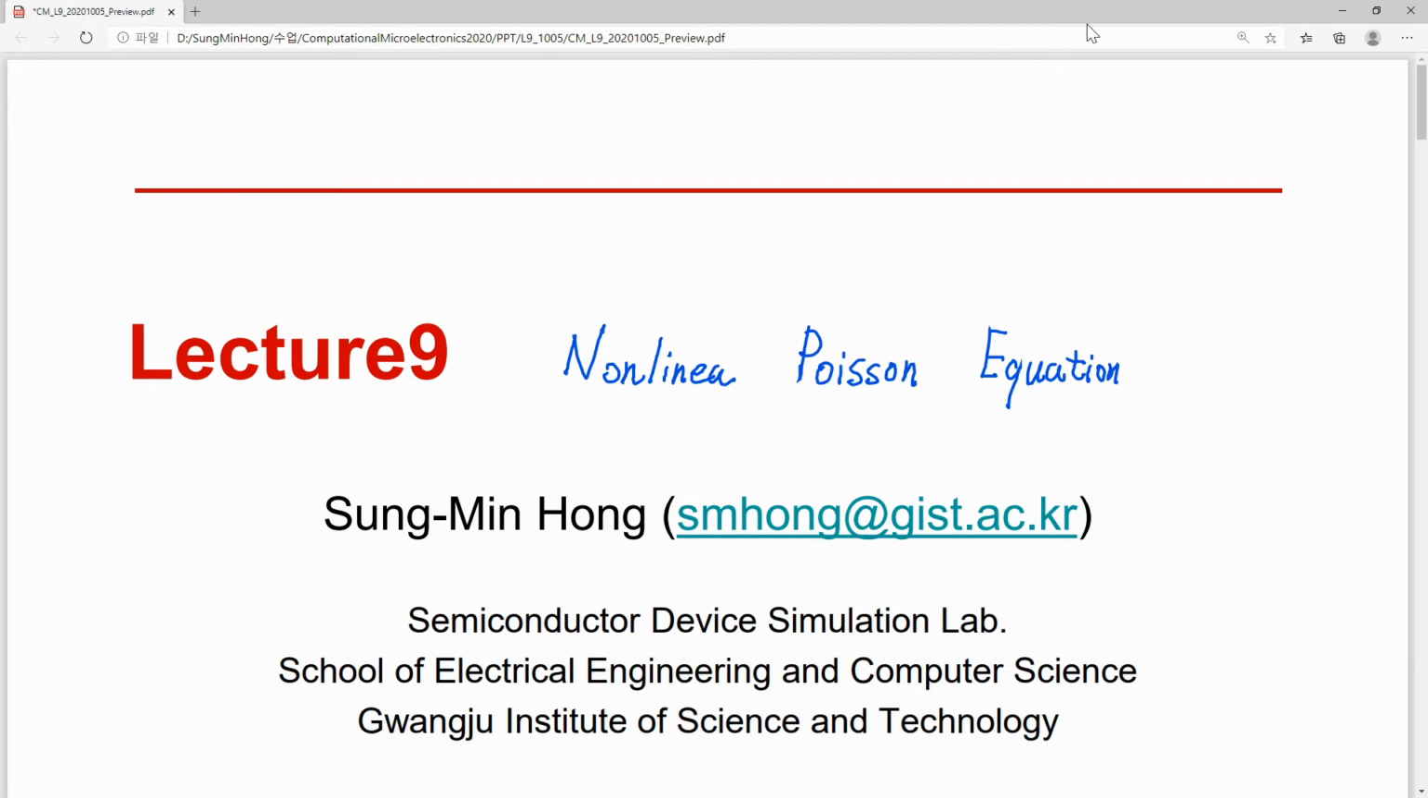Two years ago, we just moved to Schrödinger Poisson equation. However, I feel that now we have to think about two-dimensional implementation of this program. So that's the reason why our lecture 9 is devoted to the implementation of two-dimensional Laplace equation solver.